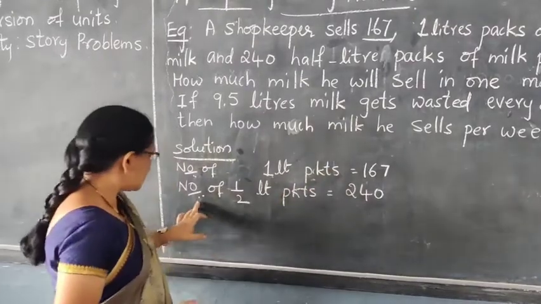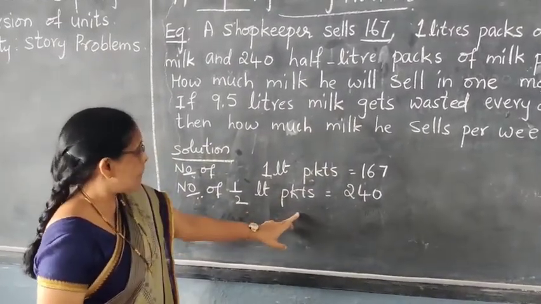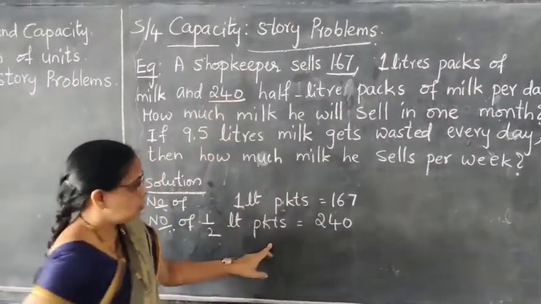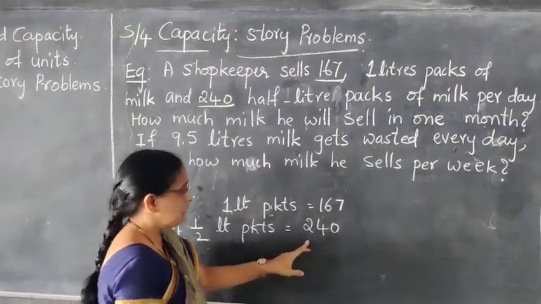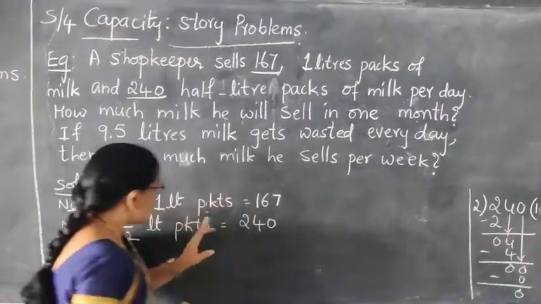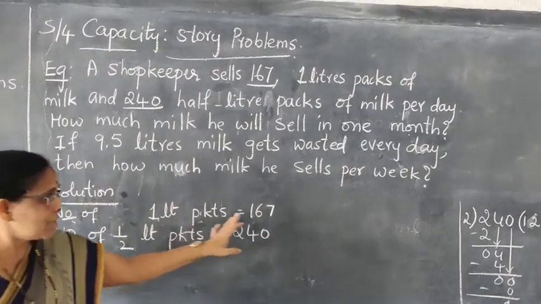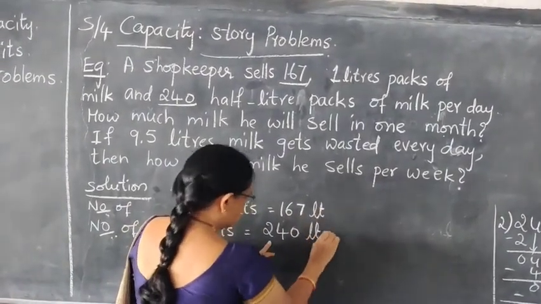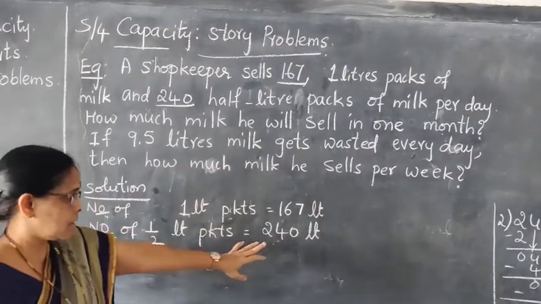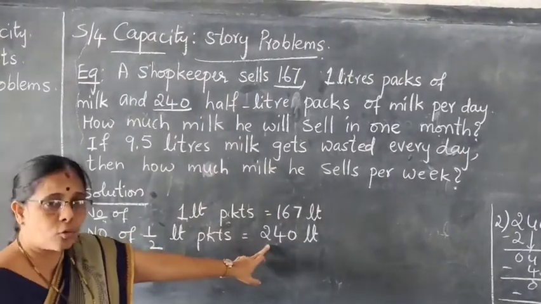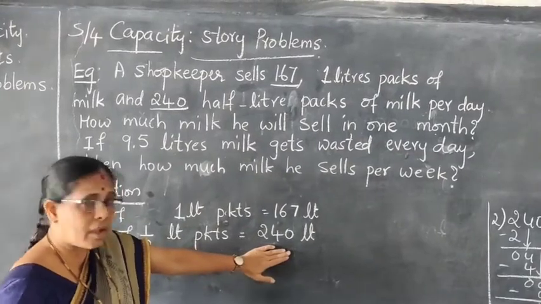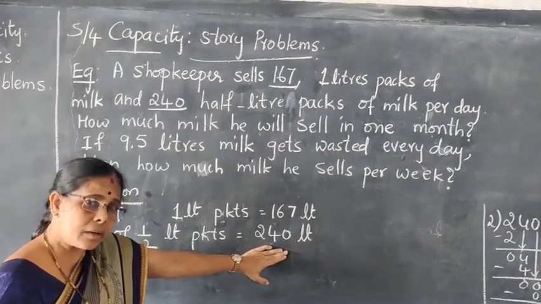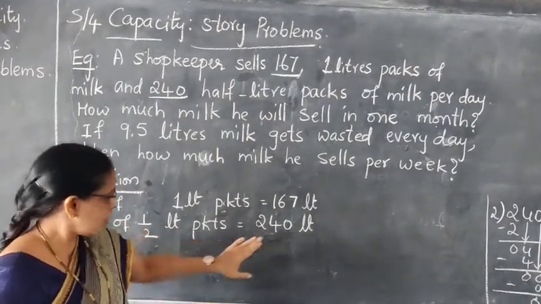167. So the number of half liter packets, how many? 240. So first, what you have to do: this is given in 1 liter packets, and this is 240 half liter packets. So first, we convert the 240 half liter packets into 1 liter packets. So you have to divide by 2.